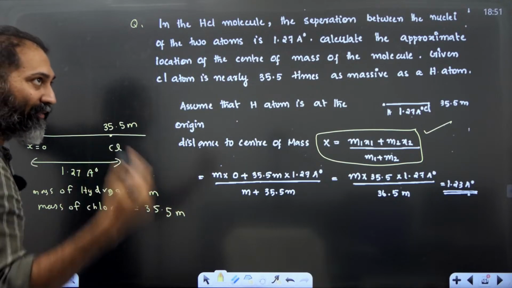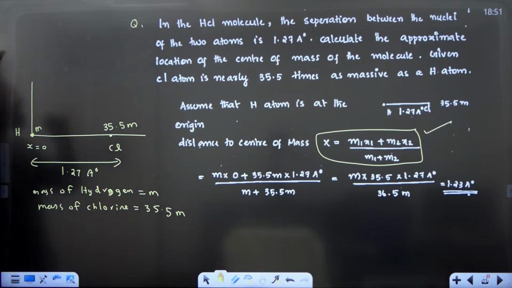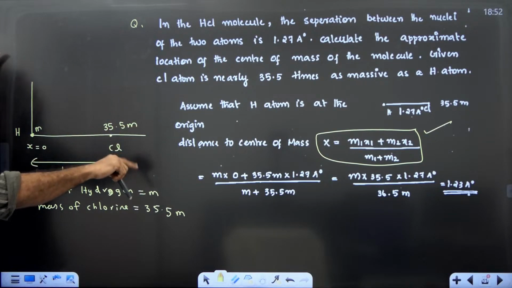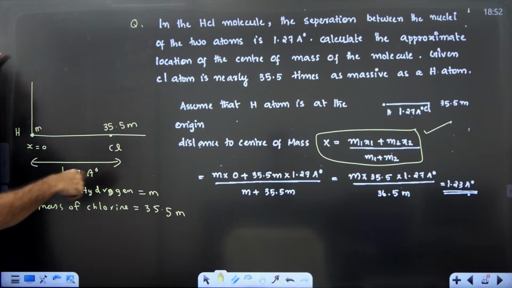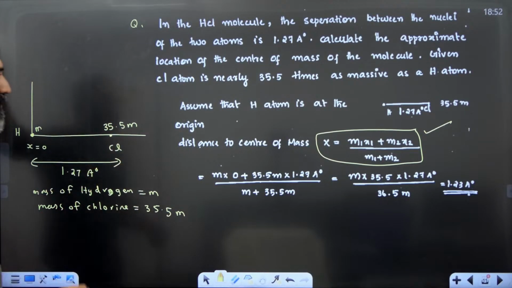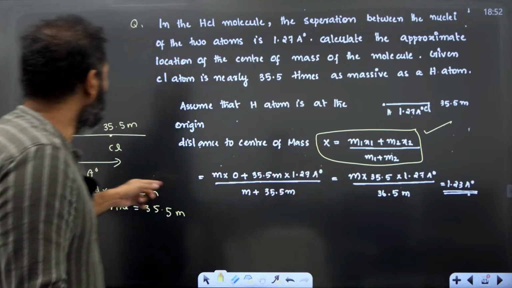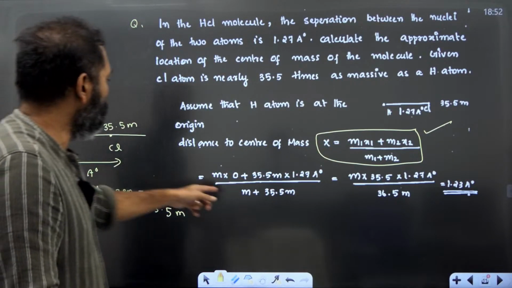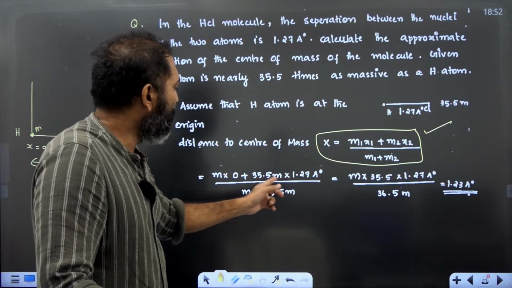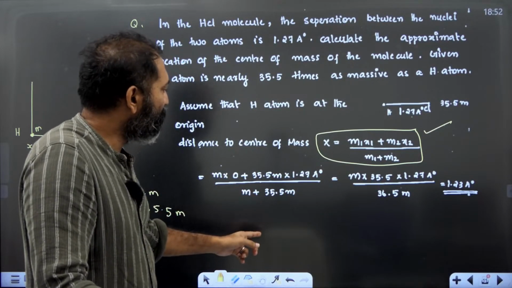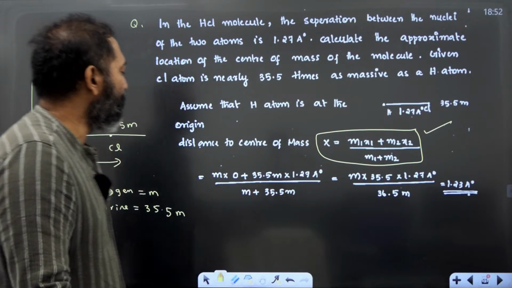For convenience, I am placing hydrogen at the origin. So what will be the coordinate of hydrogen? X coordinate of hydrogen is 0. So what will be the x coordinate of chlorine? 1.27 angstrom, because their separation is 1.27 angstrom. So m1 into the position of hydrogen, m1 into 0, plus 35.5 m, the mass of chlorine, into 1.27 angstrom, divided by m plus 35.5 m.